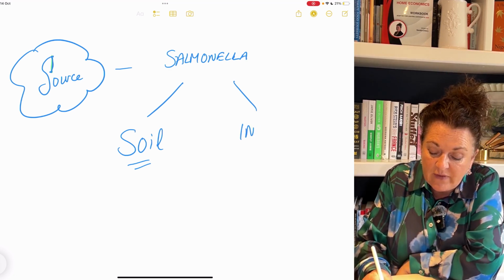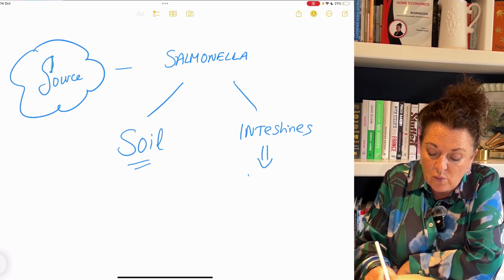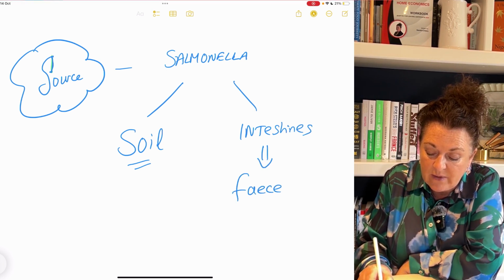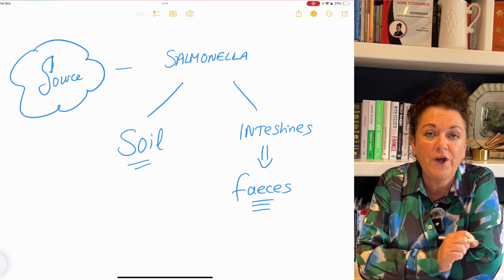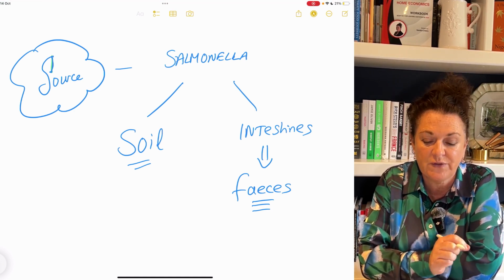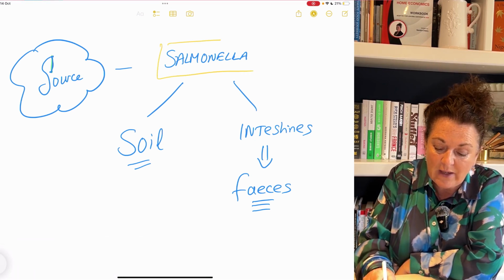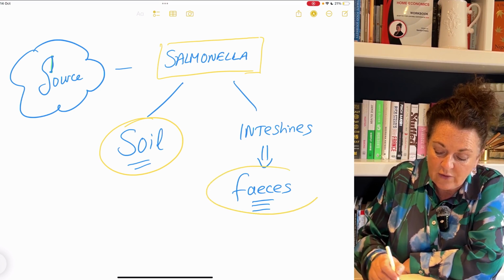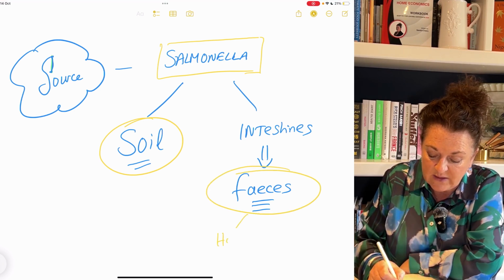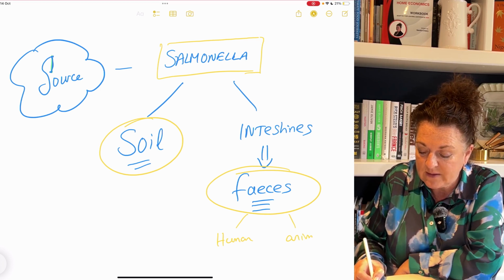Secondly, the intestines, and so we find Salmonella in the feces. So if you're asked the source of one food poisoning bacteria that you've studied, you have chosen to write about Salmonella. One source is soil and the other source is feces, human feces and animal feces.